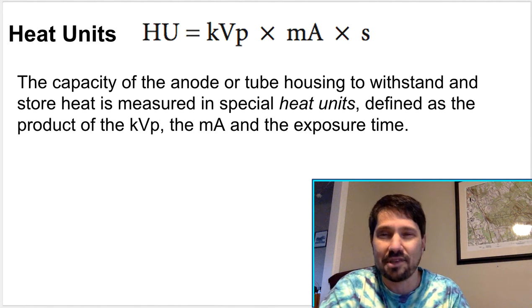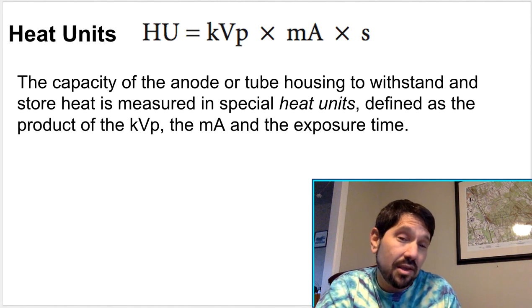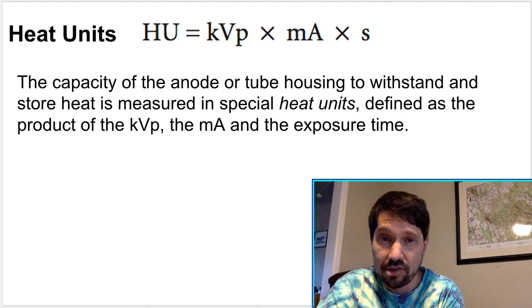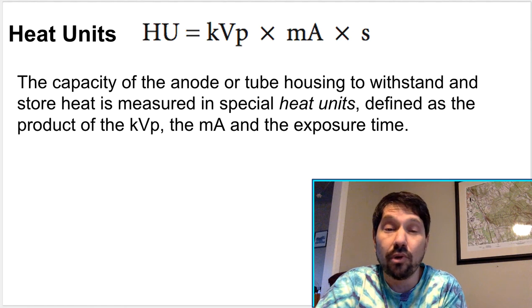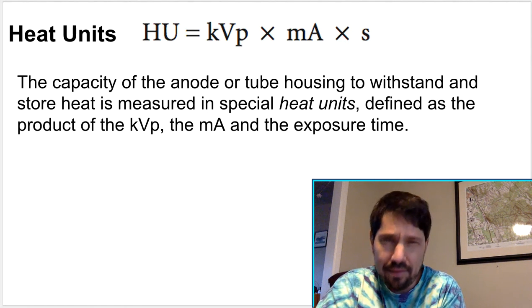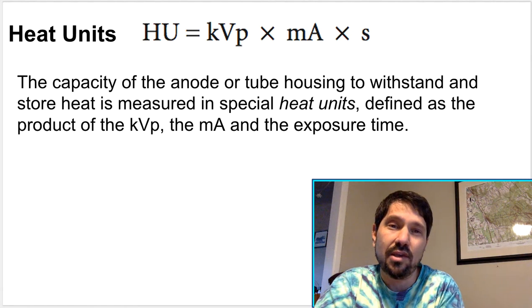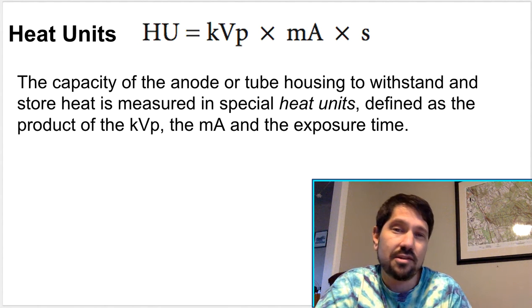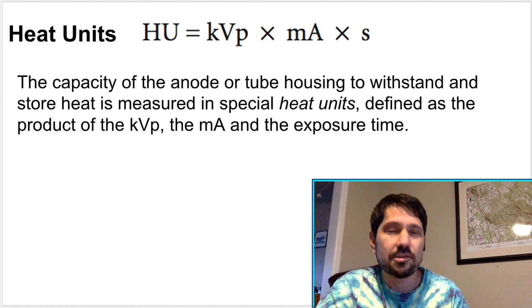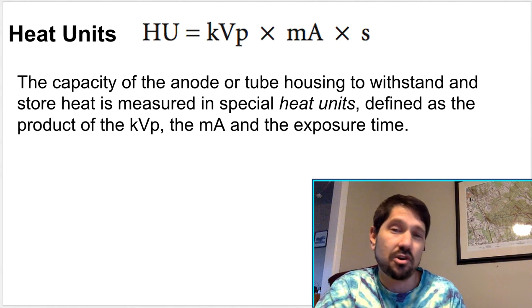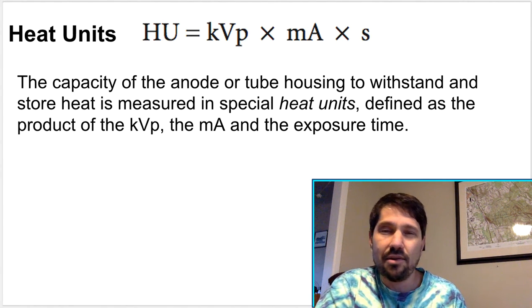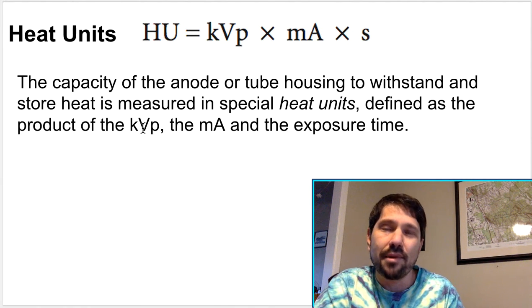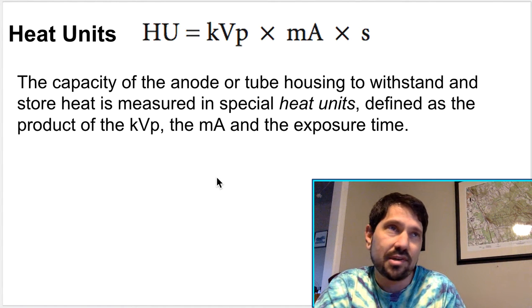They're kind of the opposite. So heat units, and we'll talk about heat units in reference to the anode, and we'll talk about it in reference to tube housing. And you'll do anode cooling curves and housing cooling curves in heat units. It's the capacity to store heat, to withstand an exposure. Every exposure generates a certain number of heat units, and if you generate too much heat, your system is going to overheat. So we want to be able to control the heat units that we're going to see.